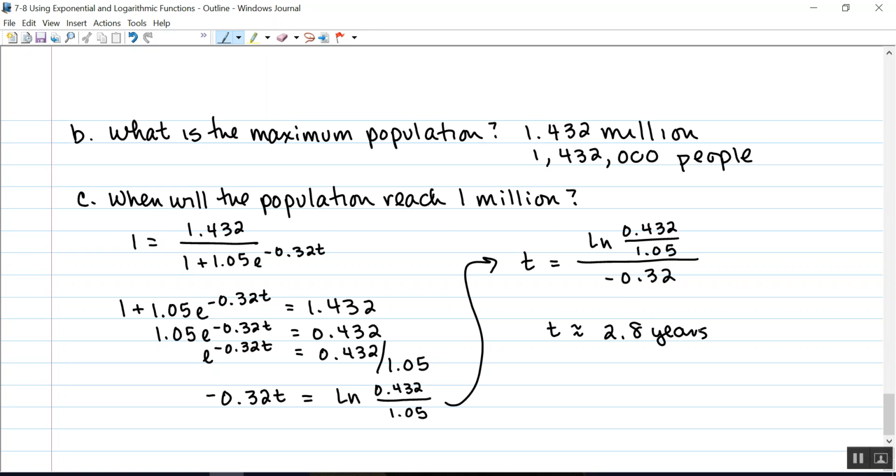And t is years since the year 2000. So 2000 plus 2.8, so in approximately the year 2003, the population of this city will reach 1 million. So in this section, we took a look at how to use exponential and logarithmic functions to solve real-life problems involving half-life, population growth, and there's actually a lot of other situations. So this is all going to be about word problems. It's not too bad. Just stick to the formulas and use the properties of logs that we've been using this whole chapter.